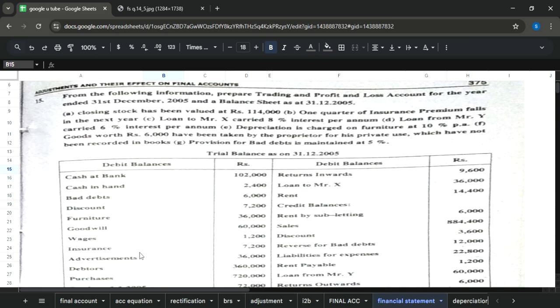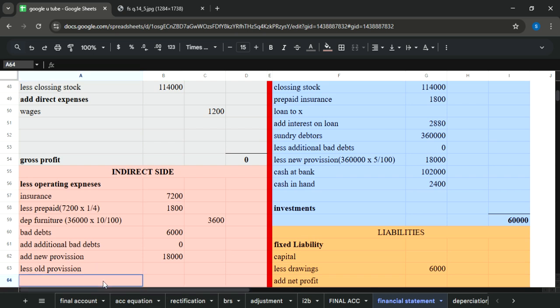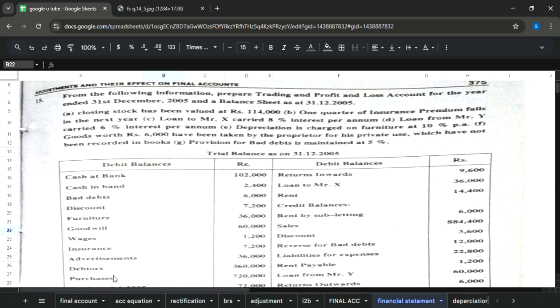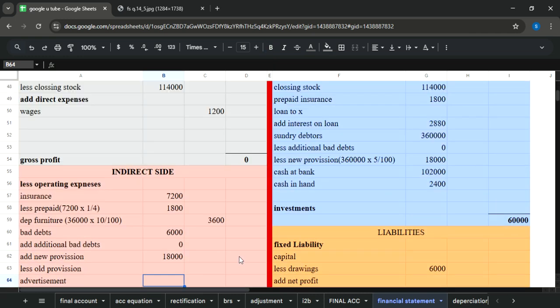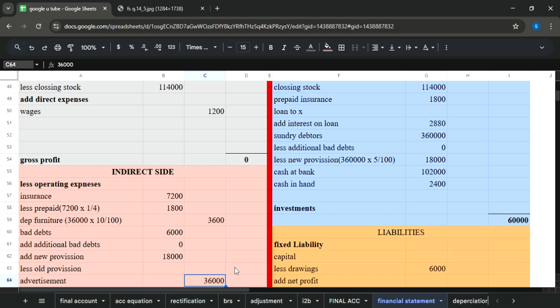Then we have advertisement. It is part of operating expense. So here you will mention advertisement. Amount of advertisement is 36,000. So just write down 36,000 over here. Next column, 36,000. Part of operating expense. After advertisement we have debtors 3,60,000. Hopefully it has already been written. So here 3,60,000 debtors are mentioned.